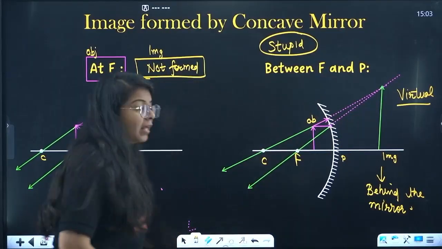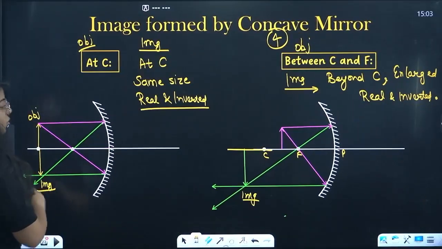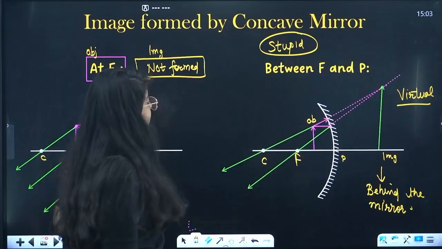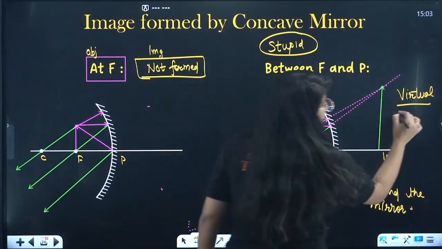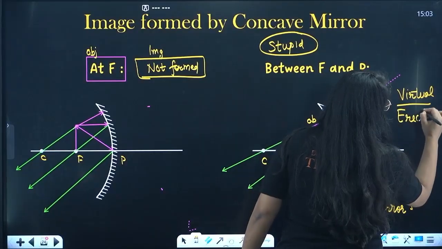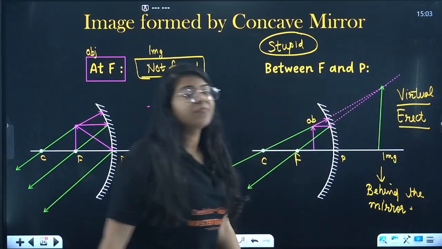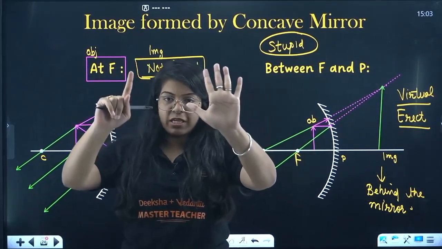It is not inverted like these. It is a straight image, right? Straight heads up image. So that is called your erect image. So what did we learn? We have 6 cases of concave mirror, right?